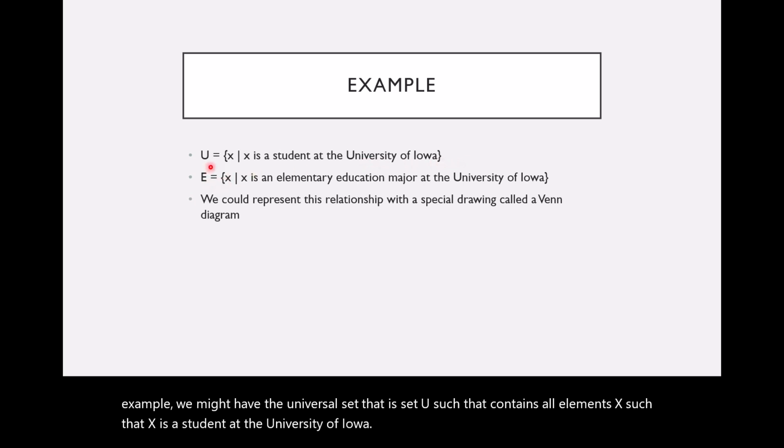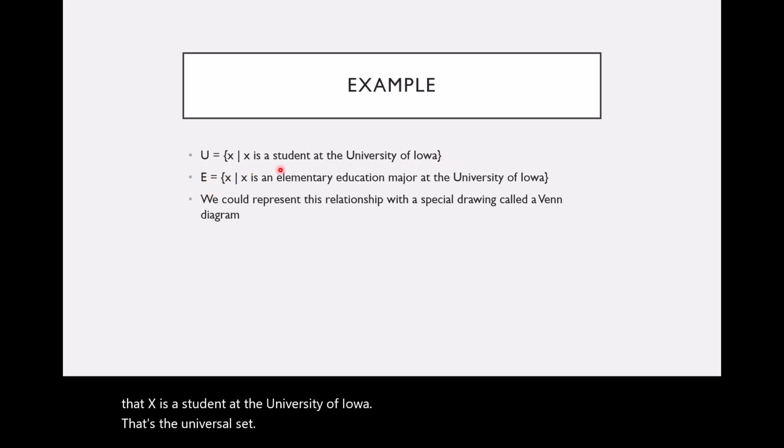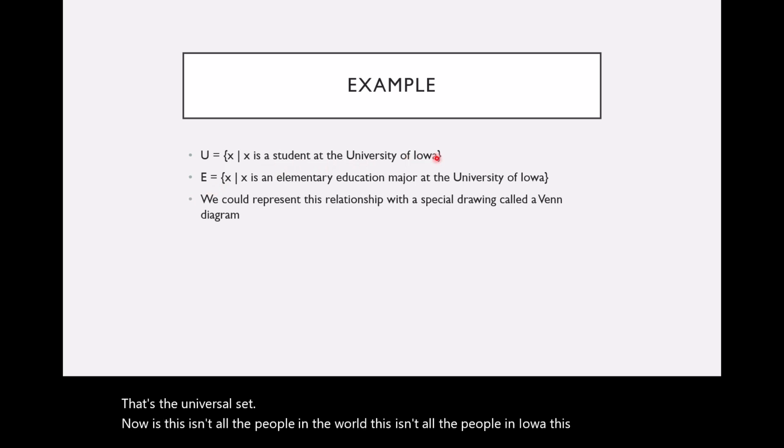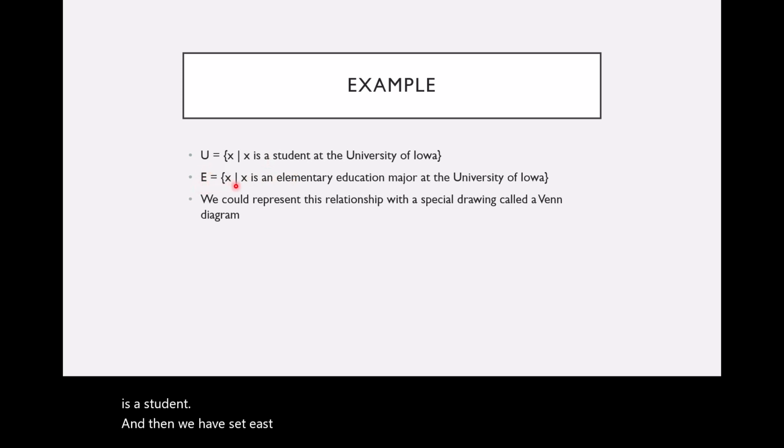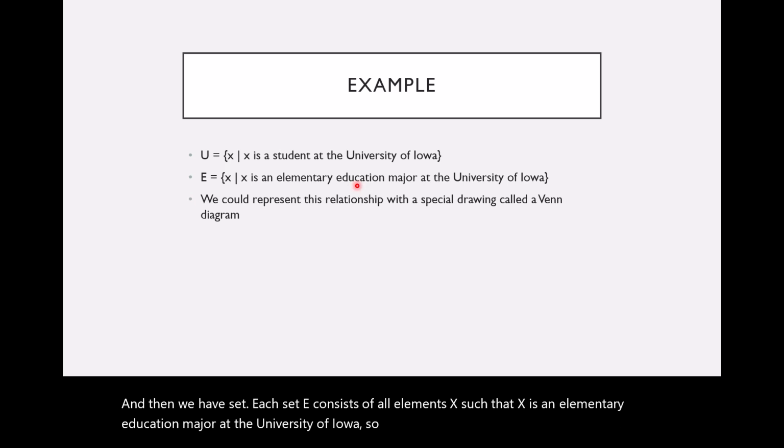That's the universal set. Now notice, this isn't all the people in the world, this isn't all the people in Iowa, this isn't all the people at universities. It's specific to this group. All people enrolled at the University of Iowa as a student. And then we have set E. Set E consists of all elements x, such that x is an elementary education major at the University of Iowa. So this is one group within that bigger group.